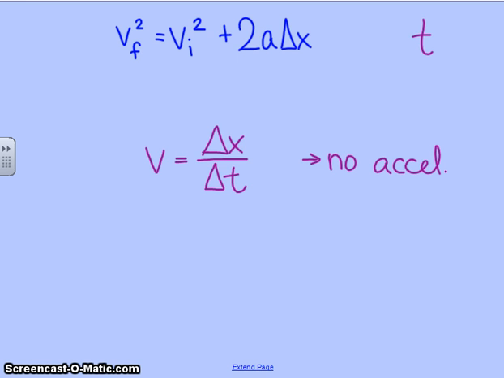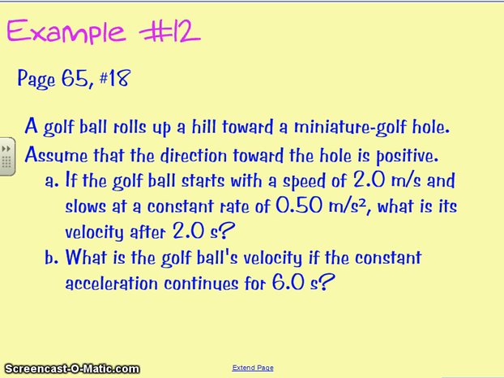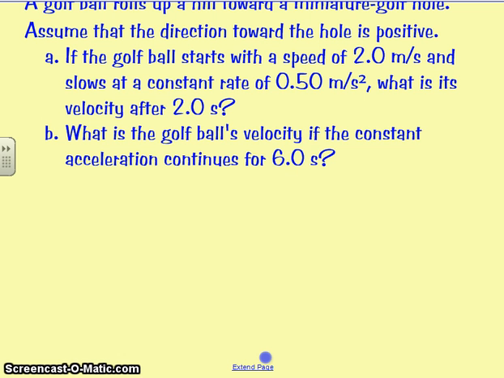Okay, so let's look at a problem that'll use one of these four equations. Example number 12 deals with a golf ball rolling up a hill. It tells you to assume that the direction toward the hole is positive. The golf ball starts out with a speed of 2 meters per second and slows at a constant rate of 0.5 meters per second squared. We want to know the golf ball's velocity after 2 seconds.